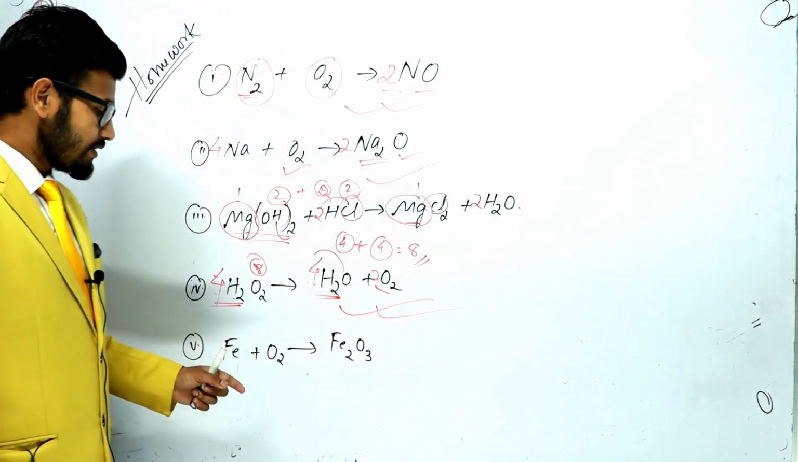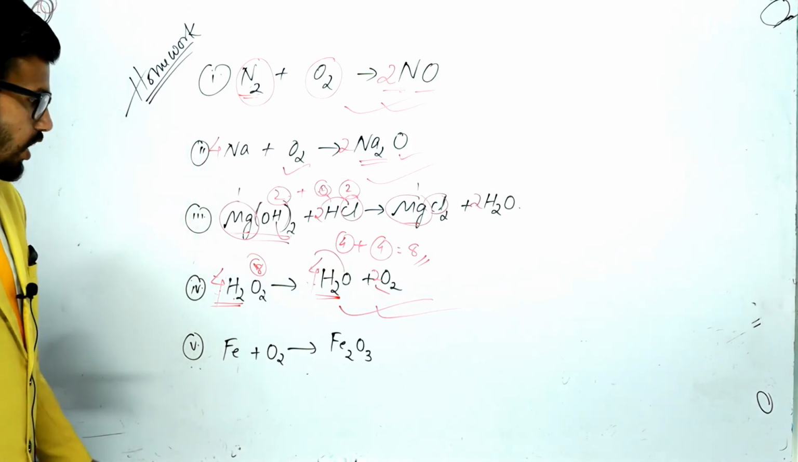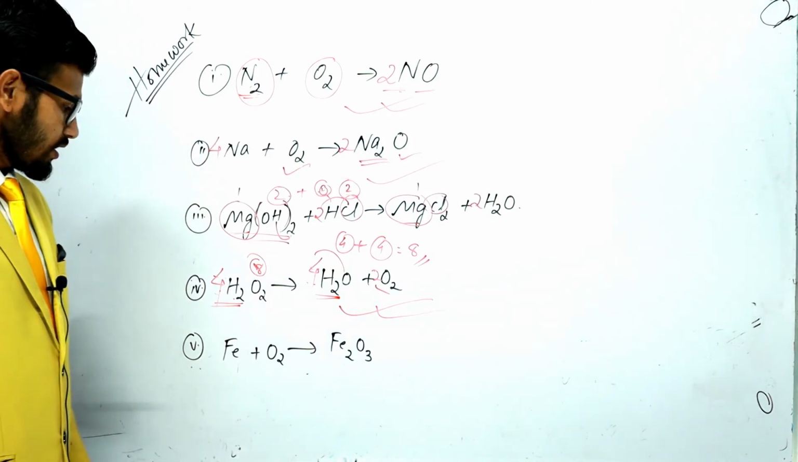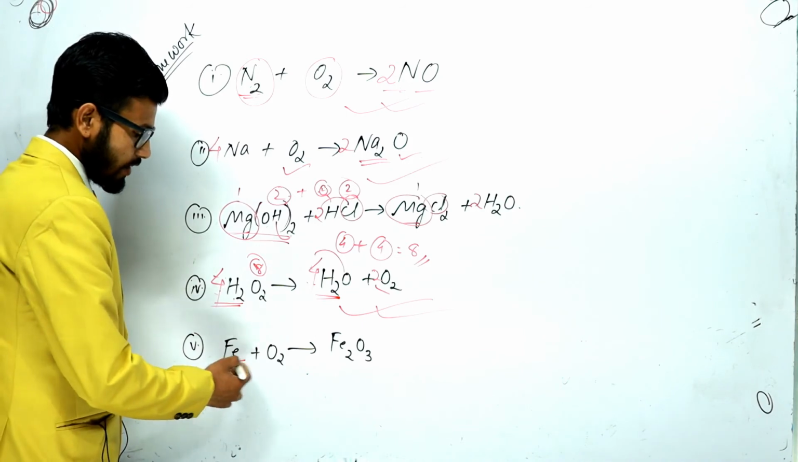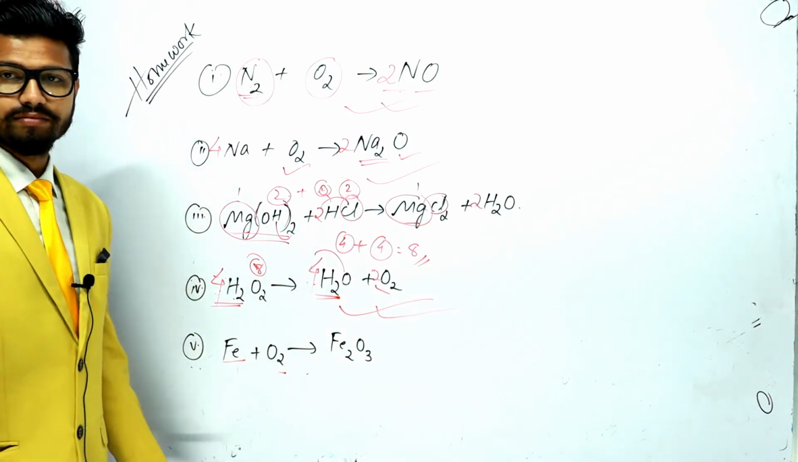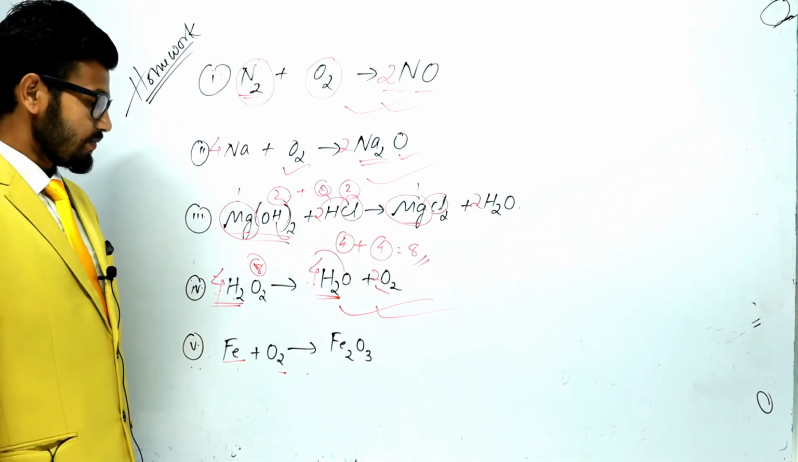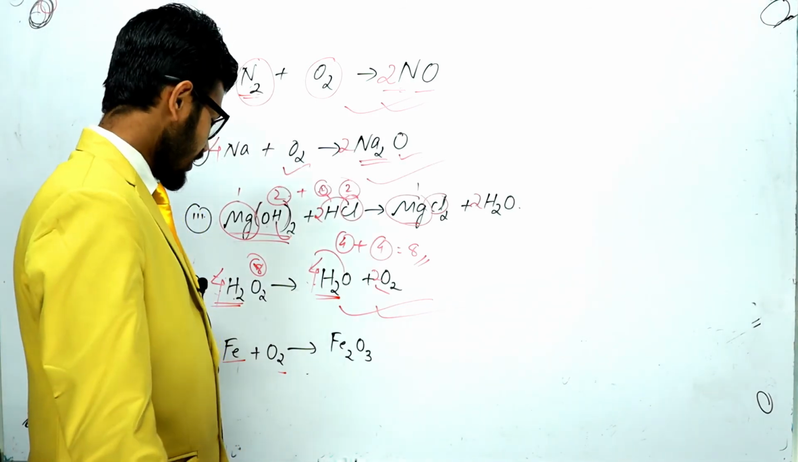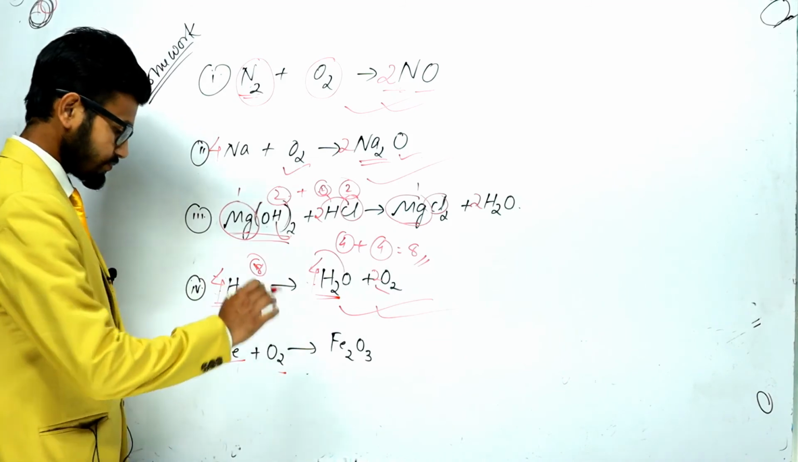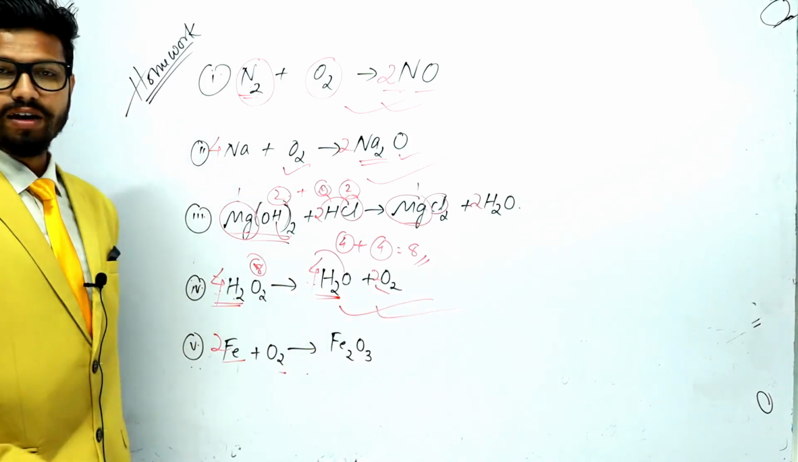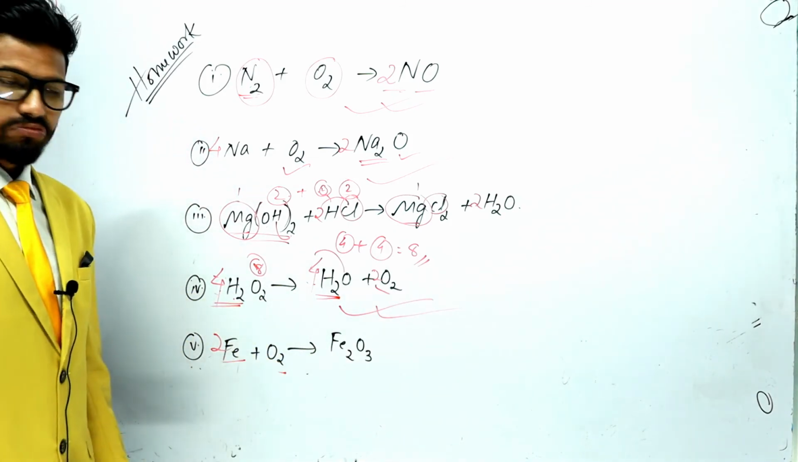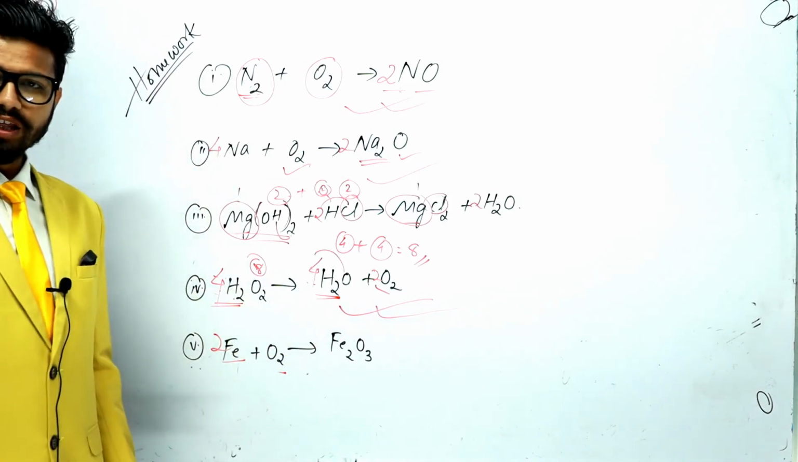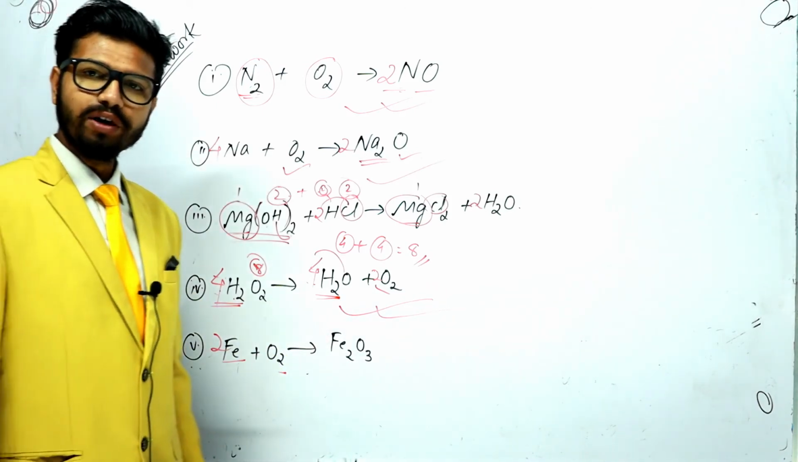Now let us come to the next, the last homework that I gave in the last class. Fe, iron plus oxygen gives you ferric oxide. So what about this now? Is it balanced? Not at all. How can you do this? If we put here 2, yeah, iron is stable. What about oxygen? There is 3 oxygen, there is 2 oxygen. What can you do actually now?